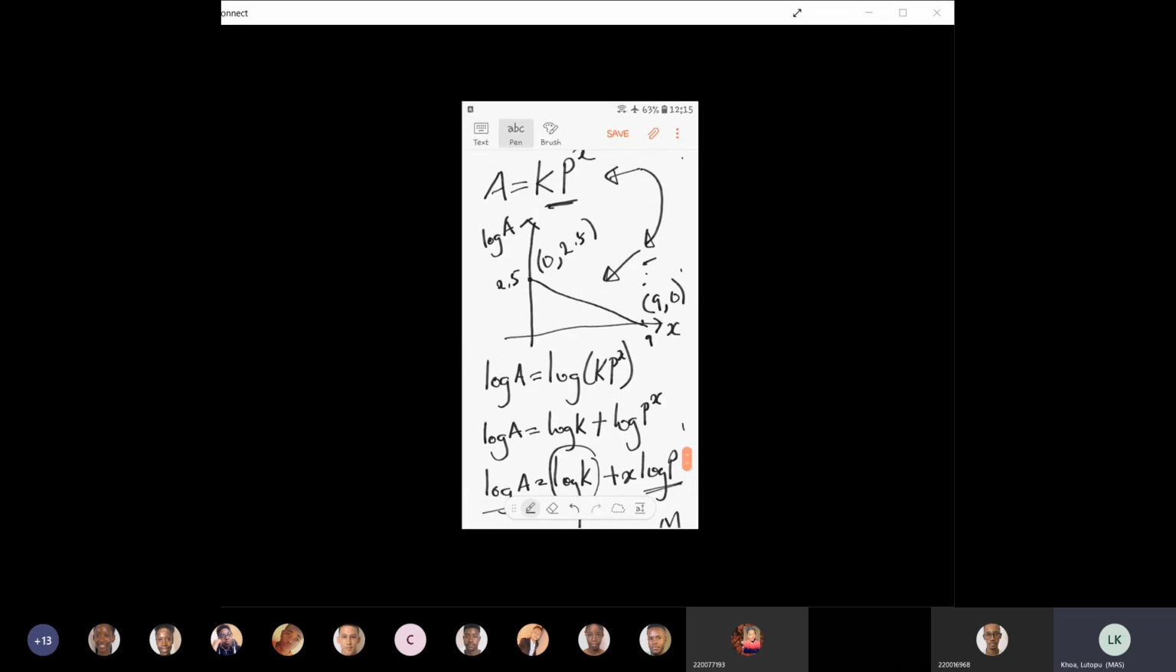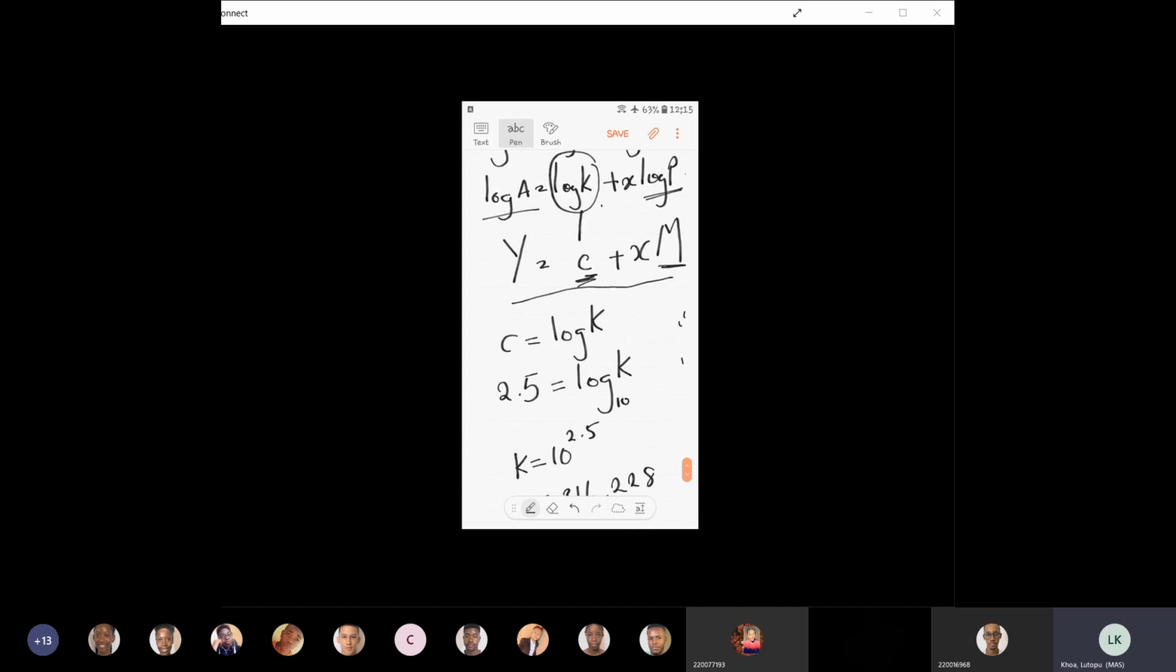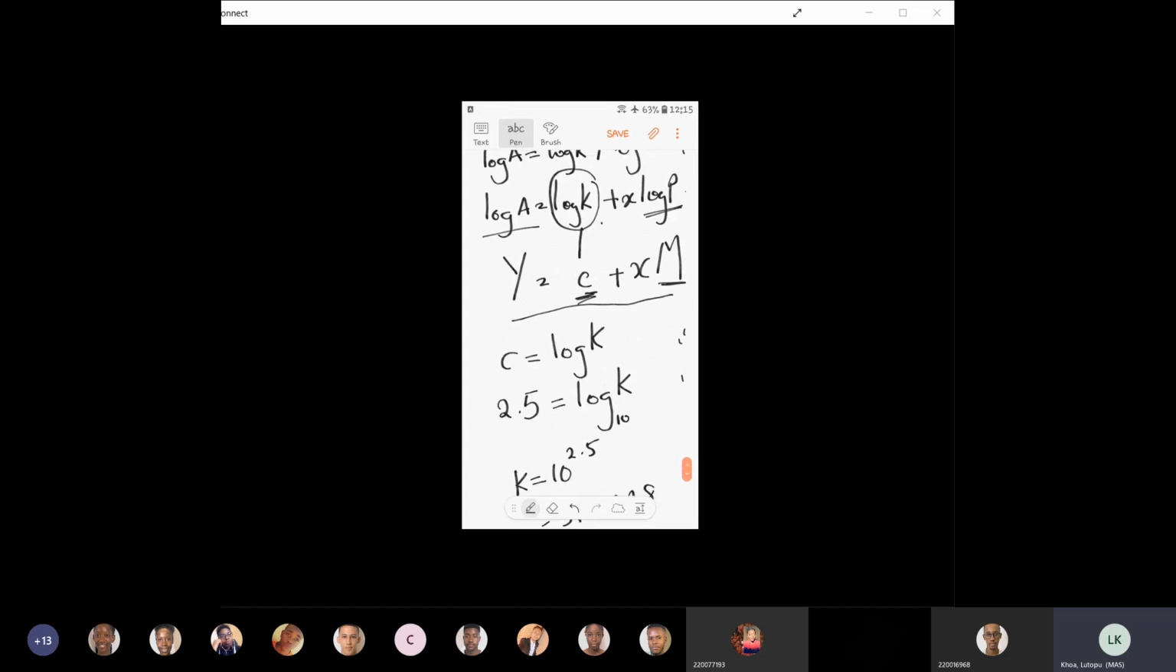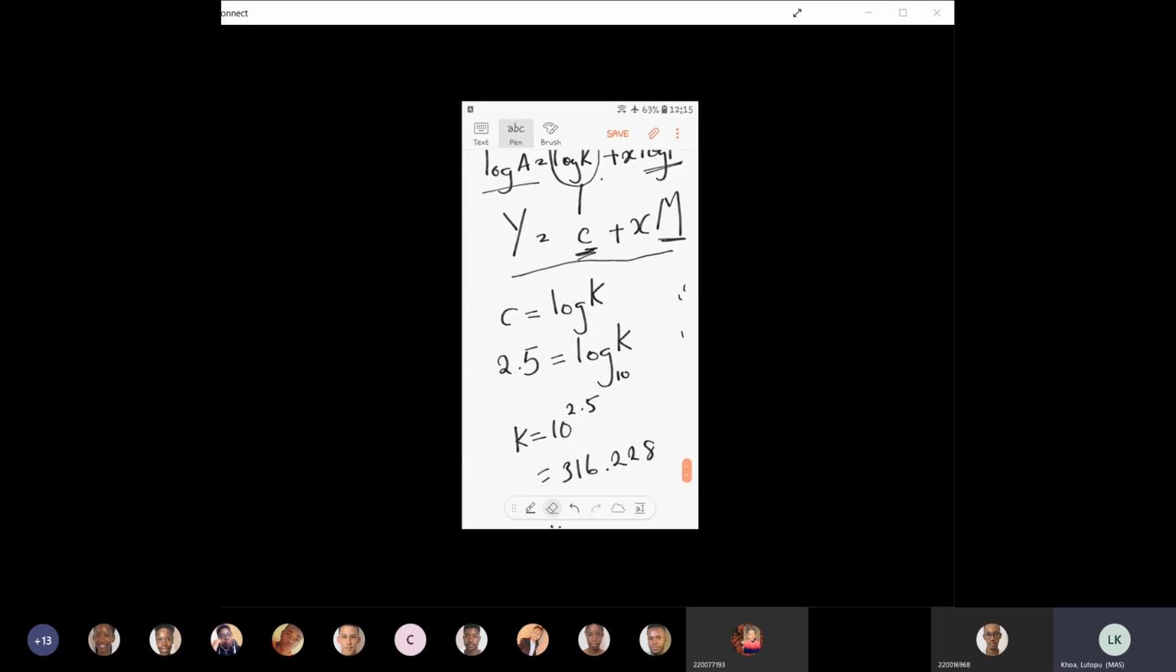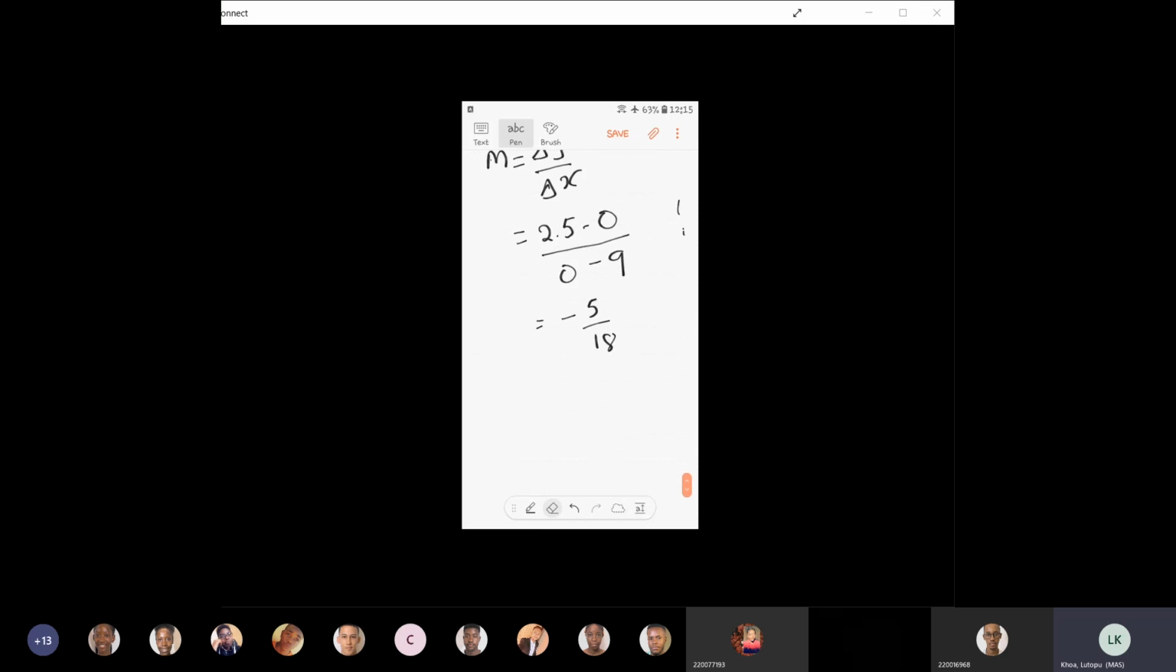Okay, yeah. From the sketch, this line is decreasing, so it makes sense that my gradient is negative. Then remember what the gradient is in our equation. Our gradient over here, m, is log p. So log p is the value of the gradient, and log p is equal to 5 over 18.